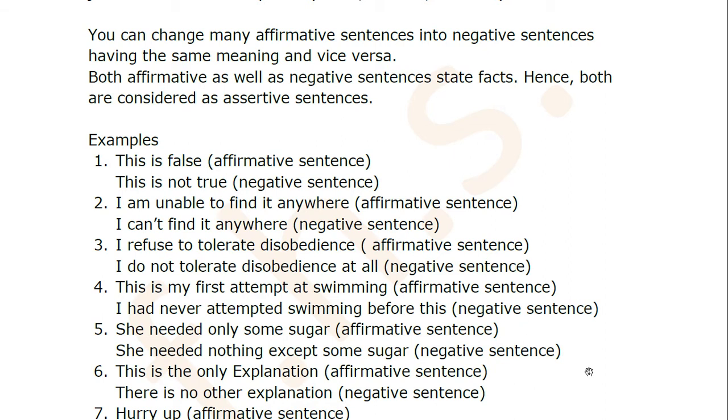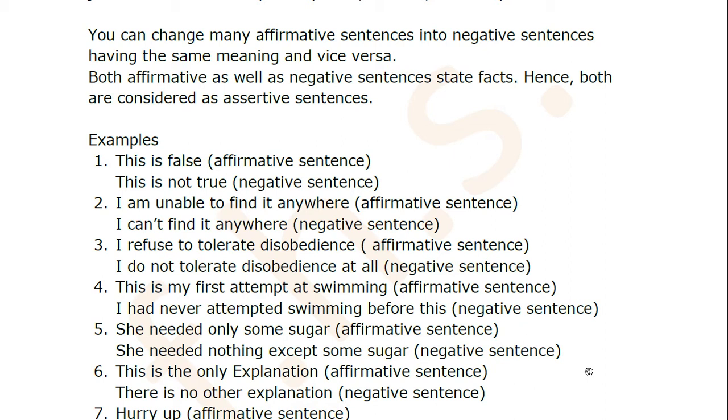Now look at the examples. First one, this is false. So what is your affirmative sentence? This is your affirmative sentence. You can see there is no negative word in it. So now you have to change it but not change the meaning.